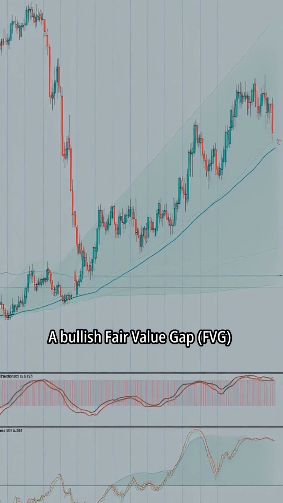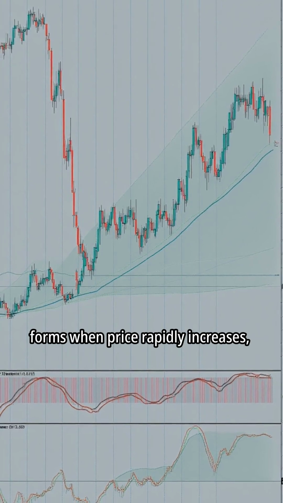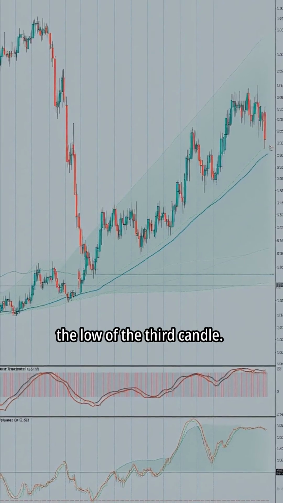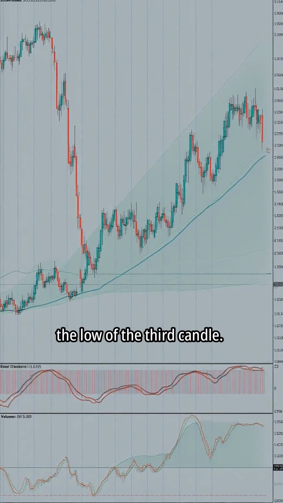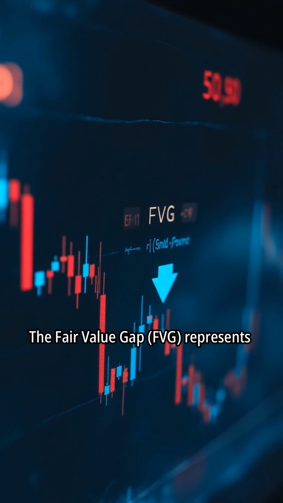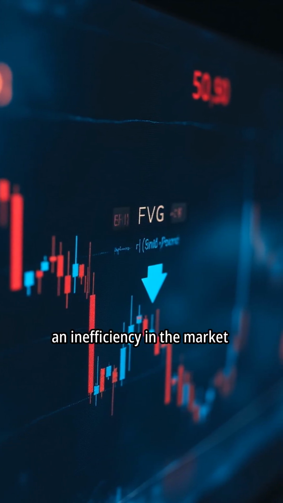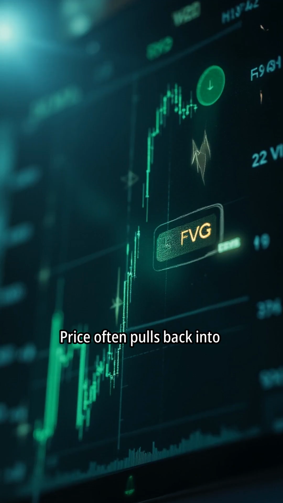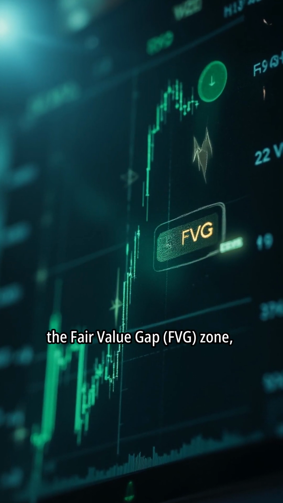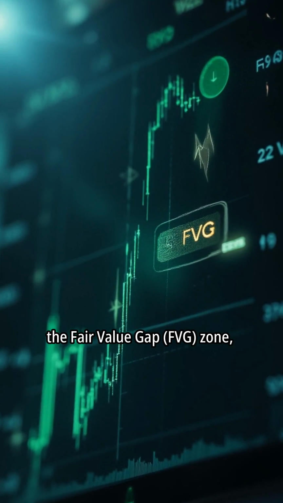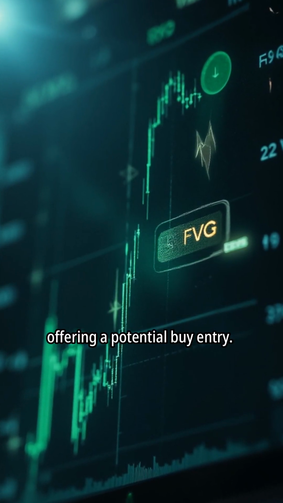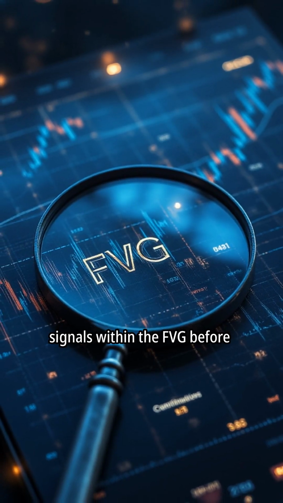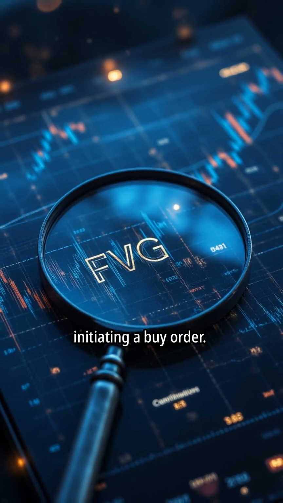A bullish fair value gap, FVG, forms when price rapidly increases, creating a gap between the high of the first candle and the low of the third candle. The fair value gap, FVG, represents an inefficiency in the market where price may retrace to find equilibrium. Price often pulls back into the fair value gap, FVG, zone, offering a potential buy entry. Traders often look for confirmation signals within the FVG before initiating a buy order.